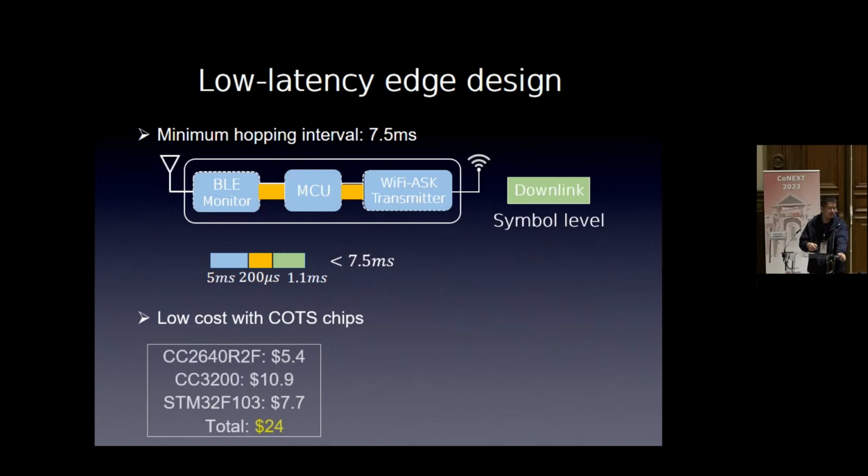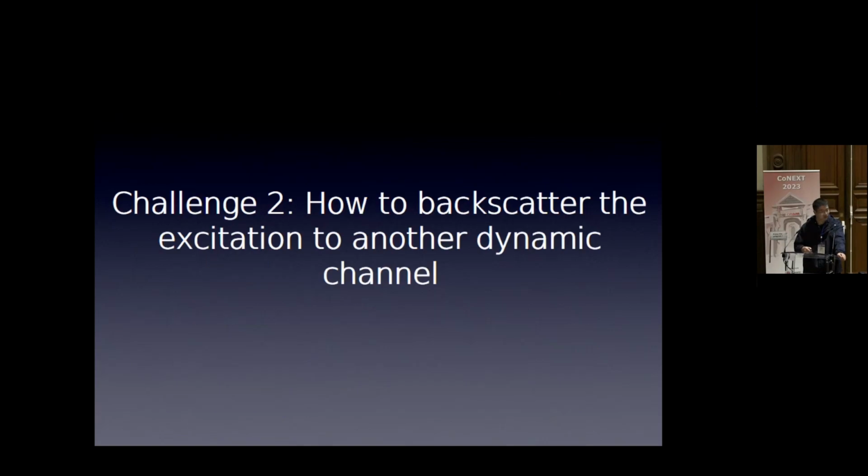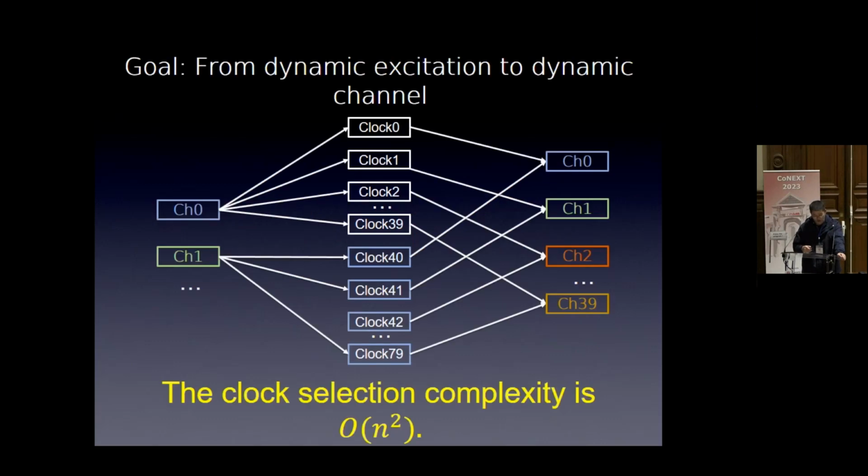By using these COTS chips, the cost of our edge is just $24, which is much smaller than a USRP. So now we have the known excitation frequency. How do we backscatter it to another dynamic channel? Our goal is to backscatter dynamic excitations to dynamic channels. Each excitation and target channel pair needs a clock. Therefore, the total clock selection complexity is O(n) squared.